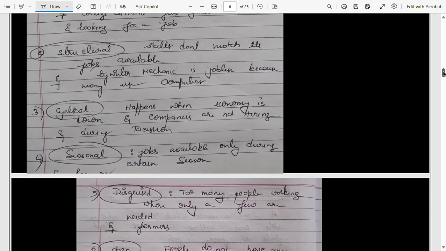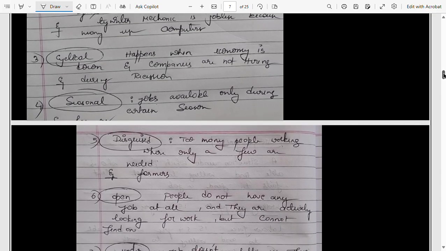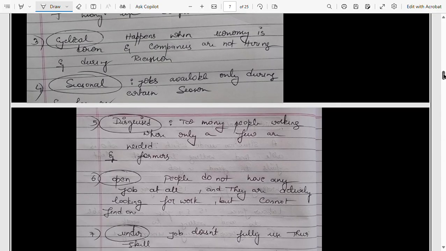Then we have structural unemployment. Here, skills don't match the jobs available. For example, a typewriter mechanic is jobless because now it is a computer era, right? So he doesn't fit the job role.